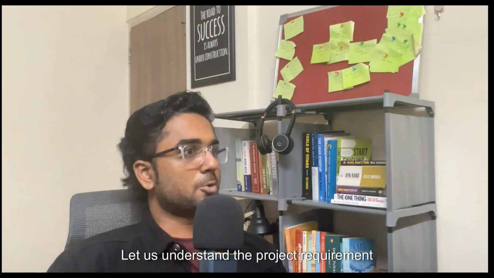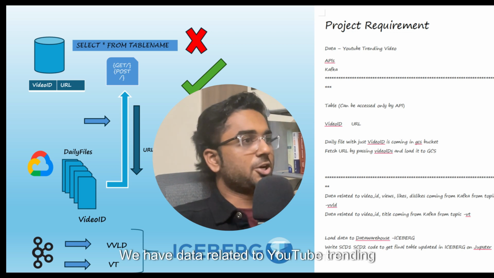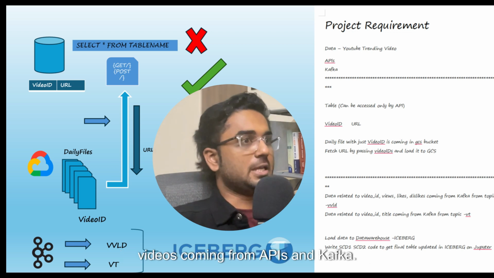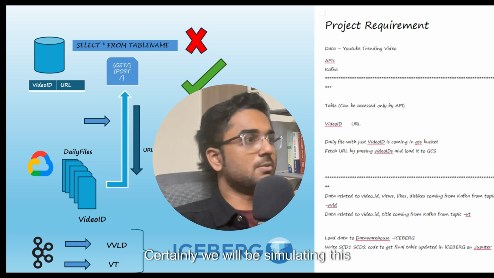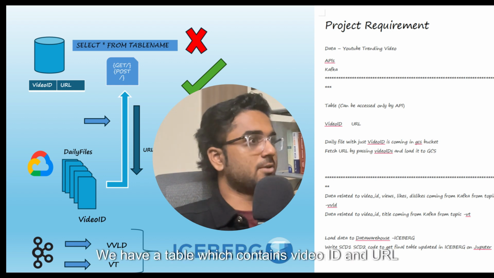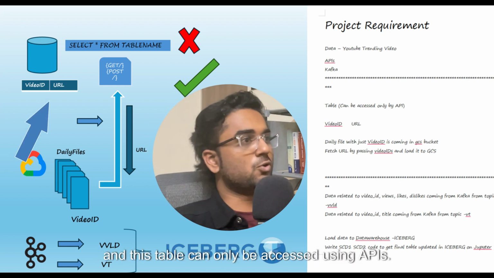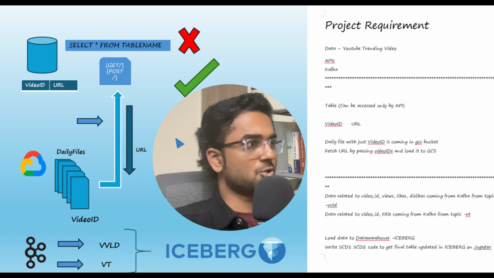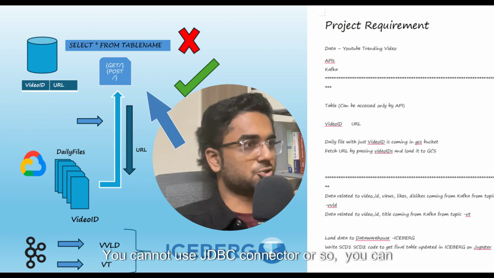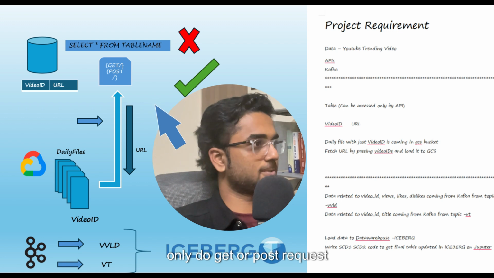Let us understand the project requirement step by step. We have data related to YouTube trending videos coming from APIs and Kafka. Certainly, we will be simulating this scenario. We have a table which contains video ID and URL, and this table can only be accessed using APIs. You cannot use JDBC connector also. You can only do get or post request.